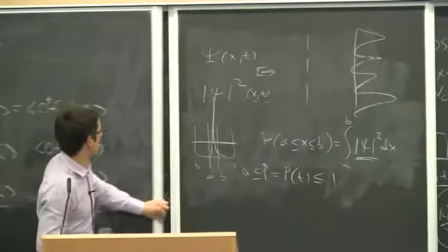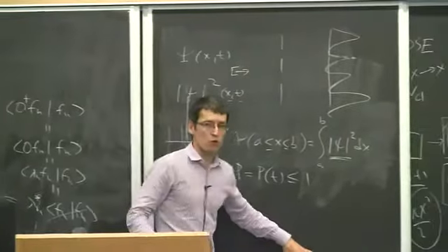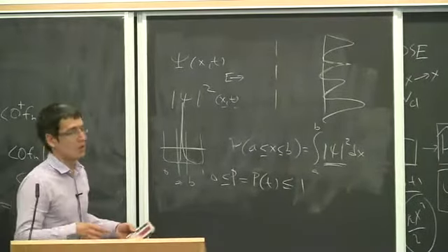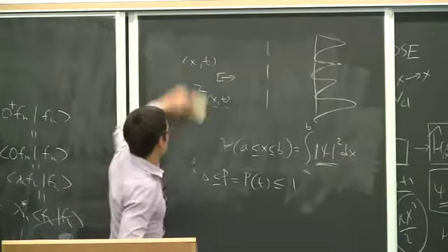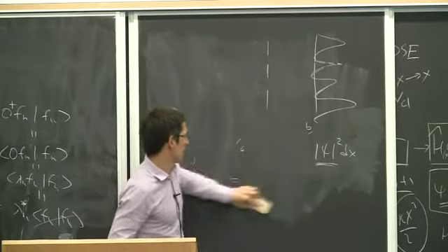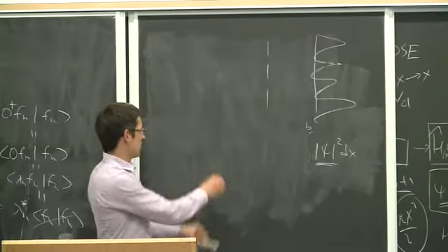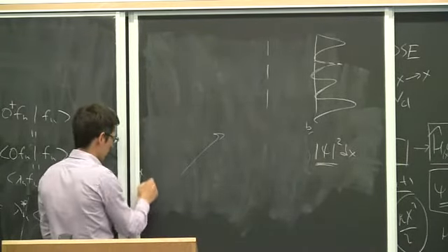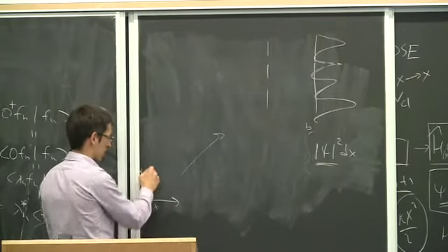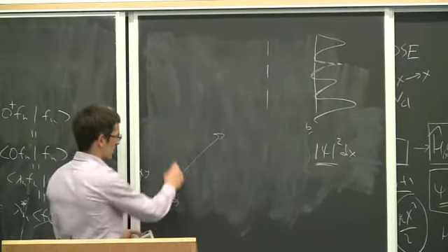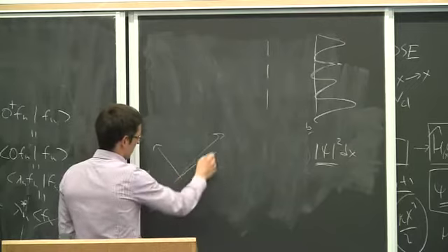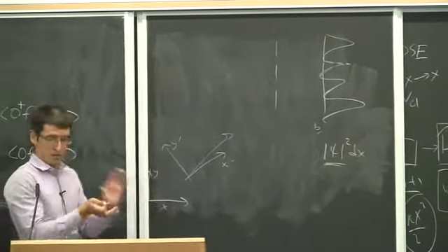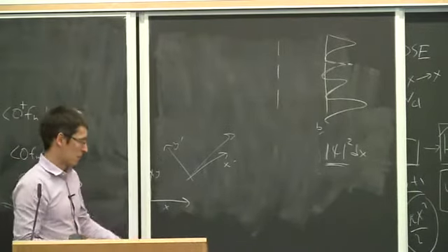For the following reason. First of all, everyone knows what completeness of functions is: you can construct any other function. It's the same as with vectors. Any vector on this blackboard I can represent with basis vectors x and y, or I can rotate that system and use x prime and y prime. Essentially, there are basis vectors that can represent any vector.